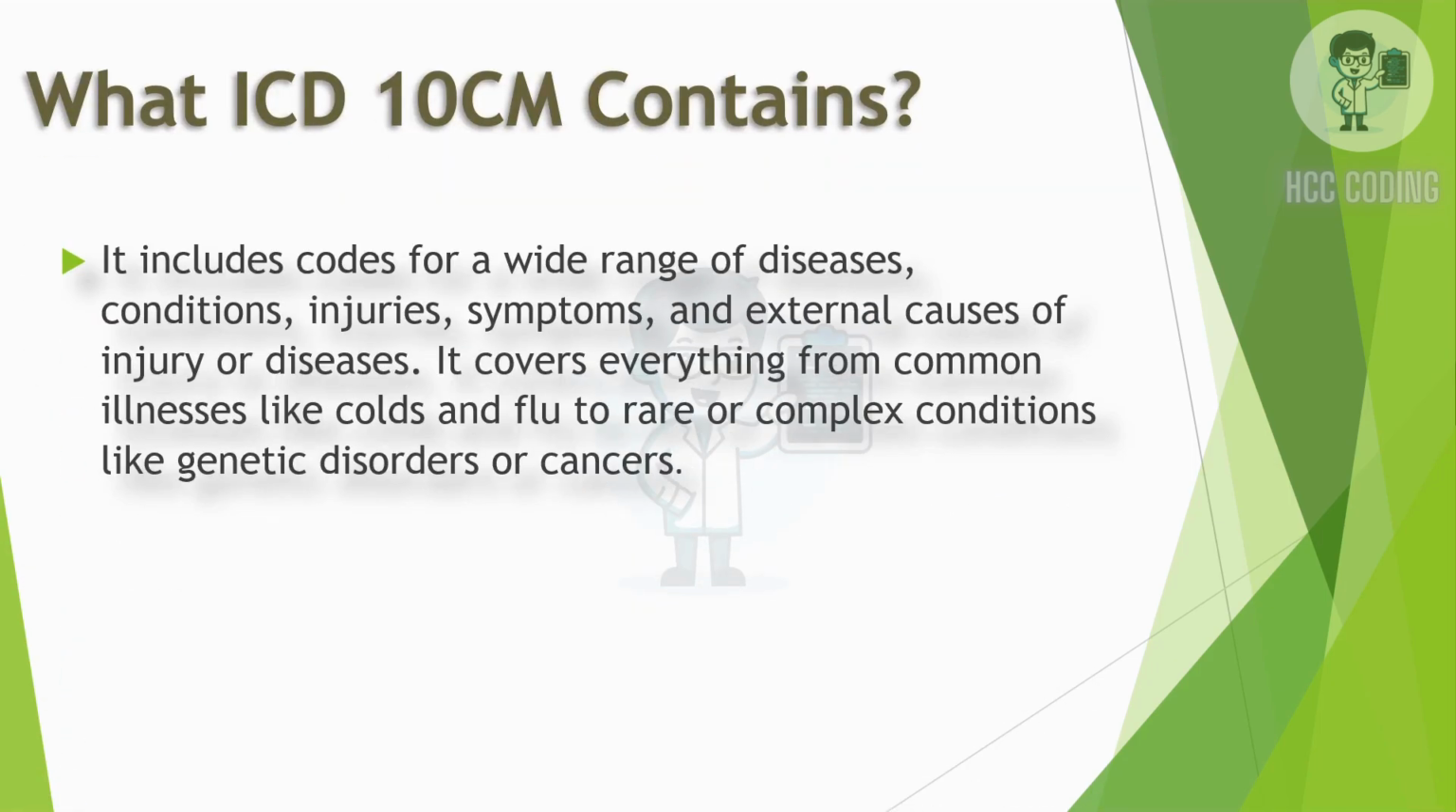What does ICD-10-CM contain? It includes different types of codes, which might be about diseases, injuries, symptoms, external causes of injuries, or symptoms like cold, flu, and fever. All these codes you can find in this ICD-10-CM. In ICD-10-CM, we have two volumes. Volume 1 we call the tabular list, and volume 2 we call the alphabetical index.